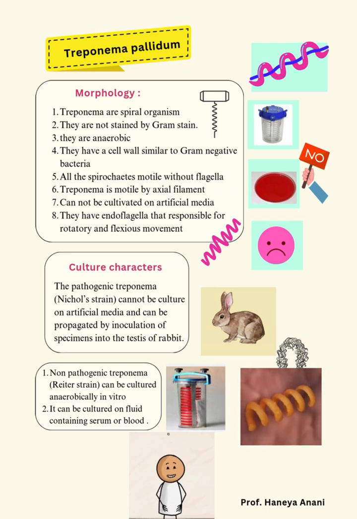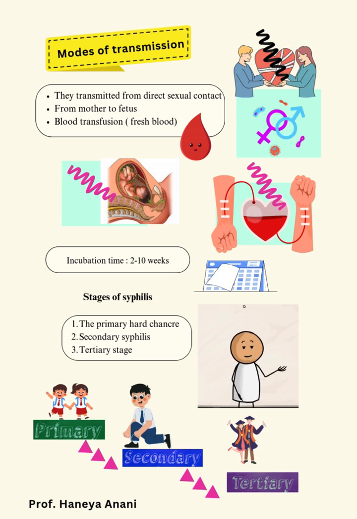The pathogenic Treponema Nichols strain cannot be cultured on artificial media and can be propagated by inoculation of specimens into the testis of rabbit. Non-pathogenic Treponema Reiter strain can be cultured anaerobically in vitro. It can be cultured on fluid containing serum or blood. Modes of transmission. They are transmitted from direct sexual contact, or from mother to fetus, or by blood transfusion with fresh blood.